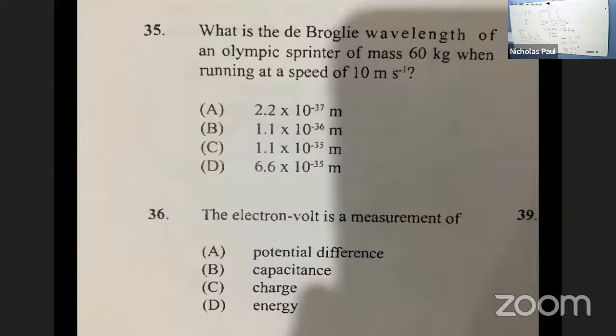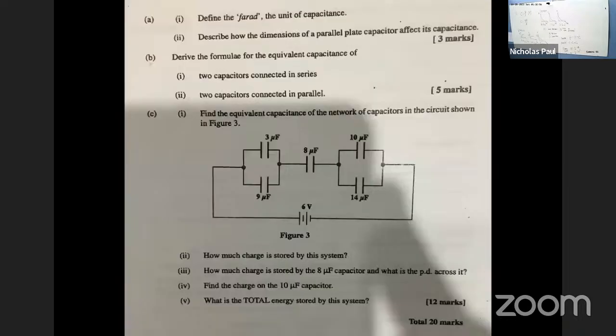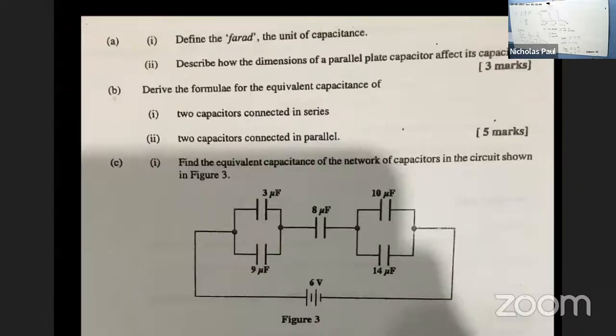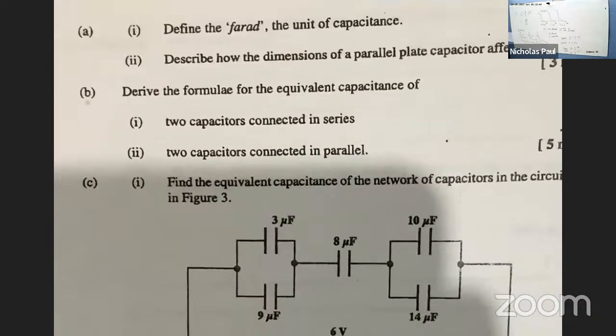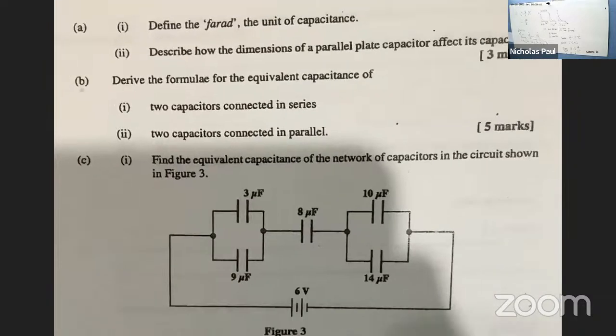That's module 3. Here is the next multiple choice. I'm missing a multiple choice anyway, forget that. Let's go to the calculation. Can you all handle part 1? Read it quick.